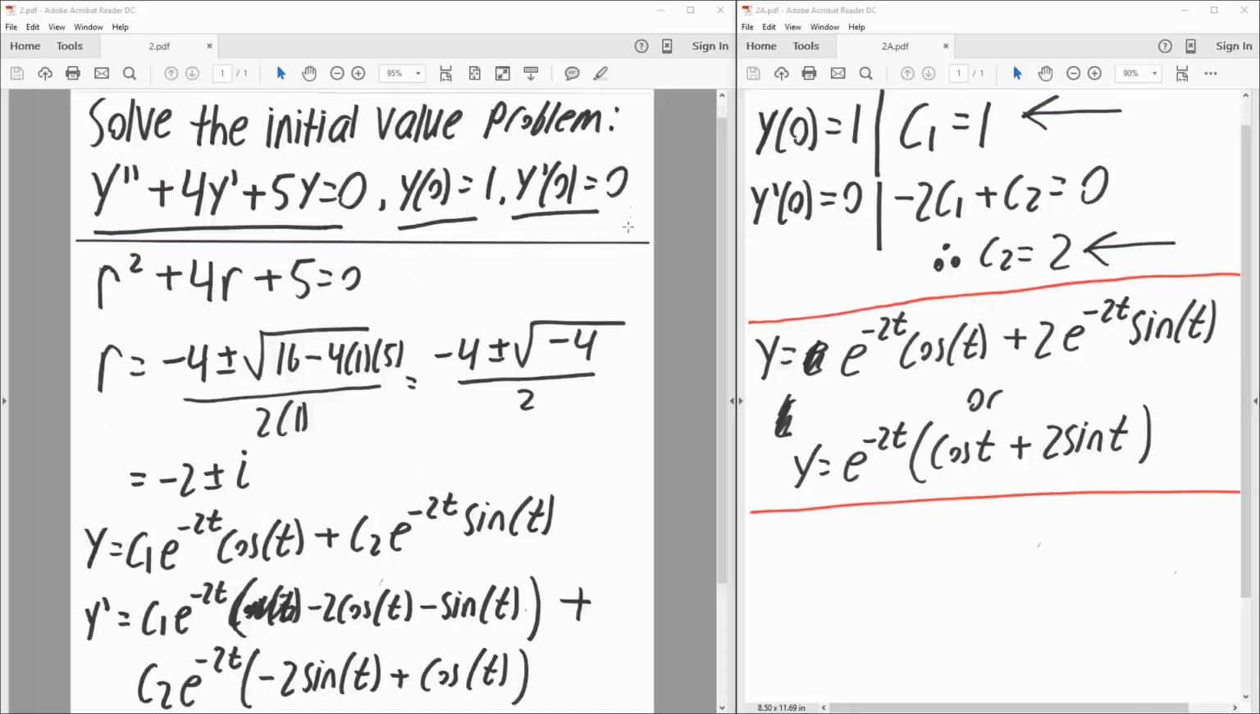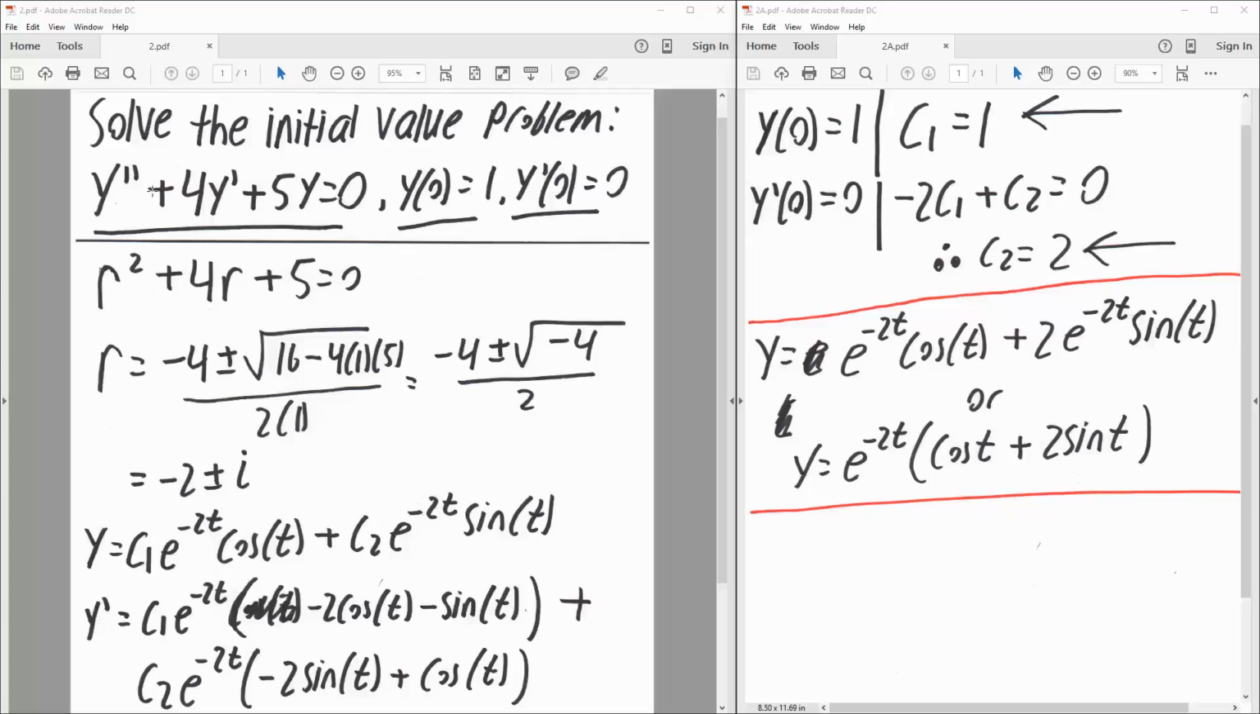Okay, in this video we will solve a second order complex root problem where we have an initial value. This right here is y'' + 4y' + 5y = 0, and we're given the initial values y(0) = 1 and y'(0) = 0.